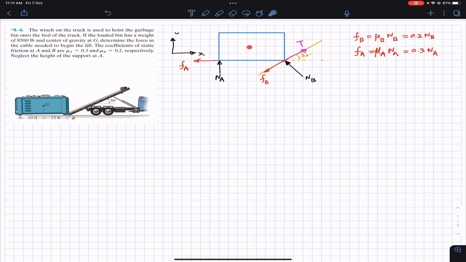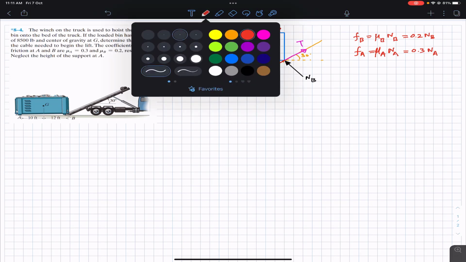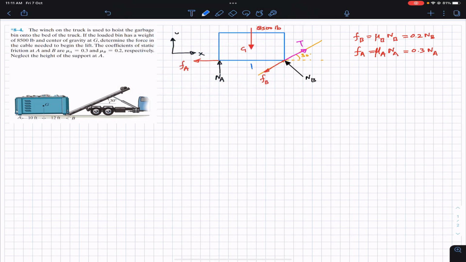Somewhere here we have that point G, and at point G the weight of the bin is going to act. So let me draw that weight vector. It is acting at point G, and the weight is equal to 8500 pounds. Point G is at a distance of 10 feet, as given, and the distance between point G and point B is 12 feet. So let me remove this.